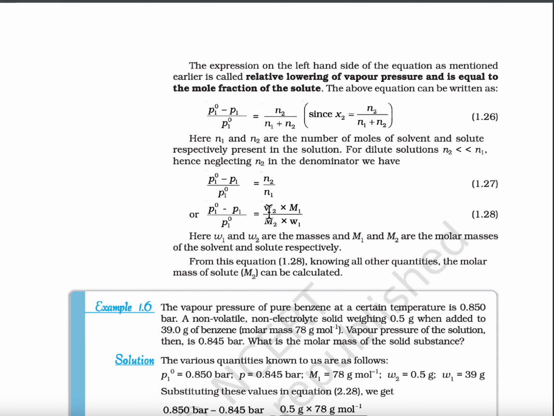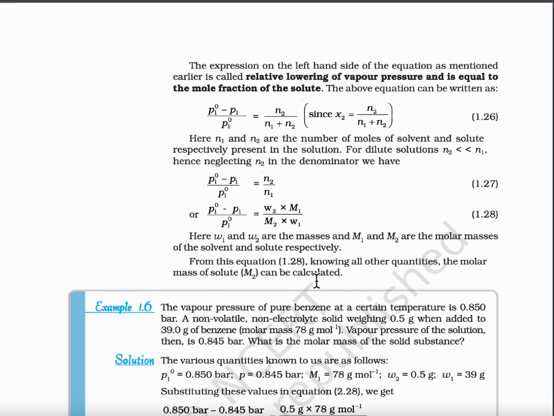To remember this, W2, M2, all these might be confusing, right? So remember that it is W2 by M2 into M1 by W1. W2 will be on the numerator and W1 will be on the denominator. M1 will be on the numerator and M2 will be on the denominator. Here W1 and W2 are the masses and M1 and M2 are the molar masses of the solvent and solute respectively. From equation 1.28, knowing all other quantities, the molar mass of solute M2 can be calculated.